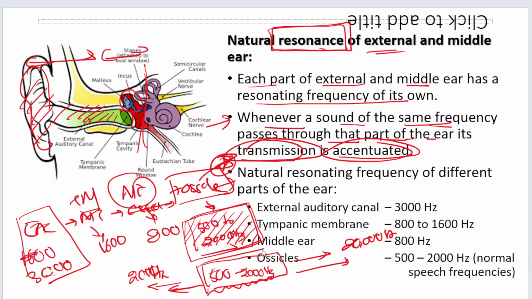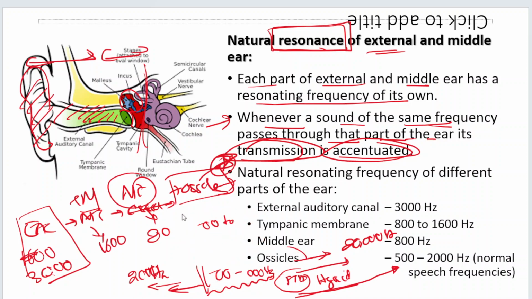The speech frequencies are the most important frequencies when it comes to testing in pure tone audiometry, and when it comes to applying a hearing aid. All that boils down to 500 to 2000 hertz, which are the normal speech frequencies, and that is done by the ossicles. Okay, that is done by the ossicles.